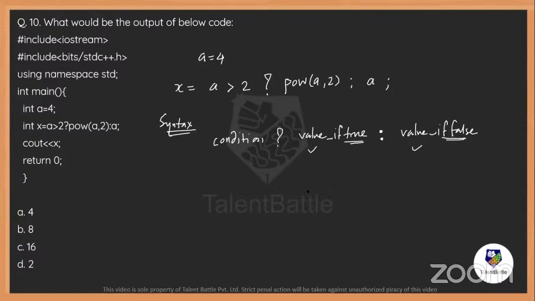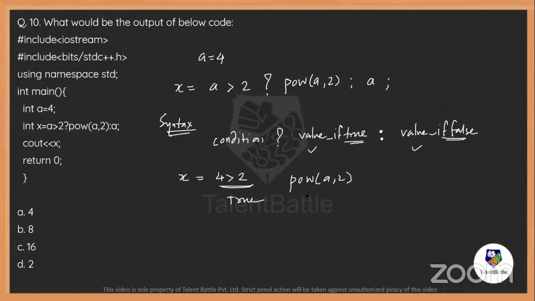Now if we consider the value of a, which is given to us, that is 4, so my x will be 4 greater than 2. Now the result of the condition is true, 4 is greater than 2, which means x will be assigned the result of the first portion, that is pow of a. So this will raise pow a comma 2, which means a to the power of 2. And suppose the condition is false, then it will go to the a value itself.